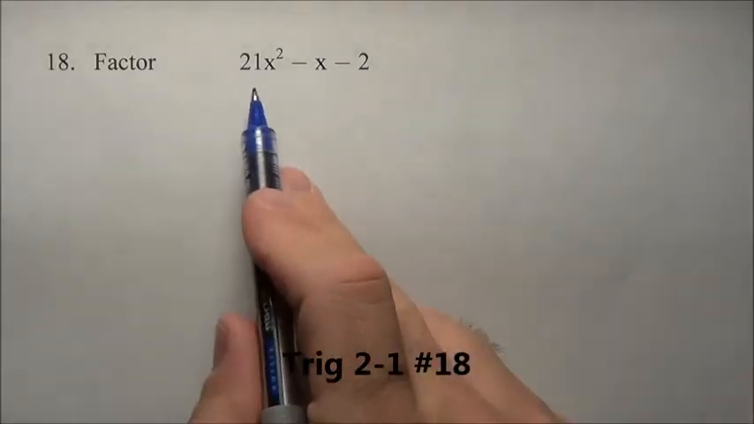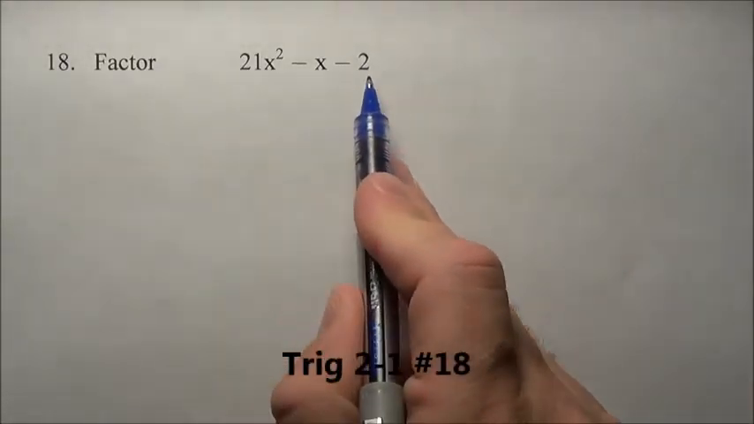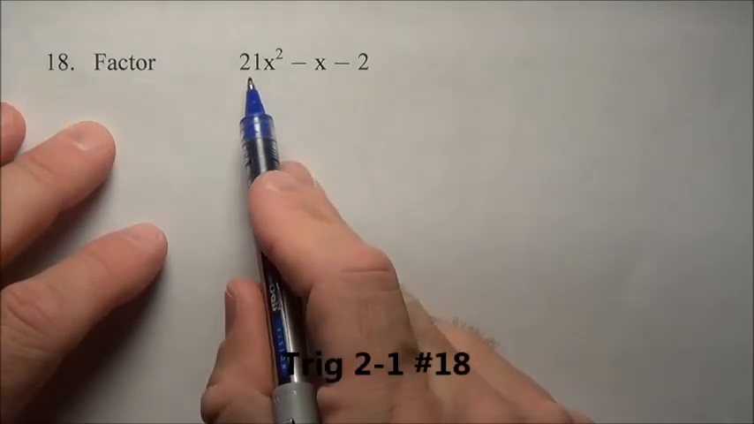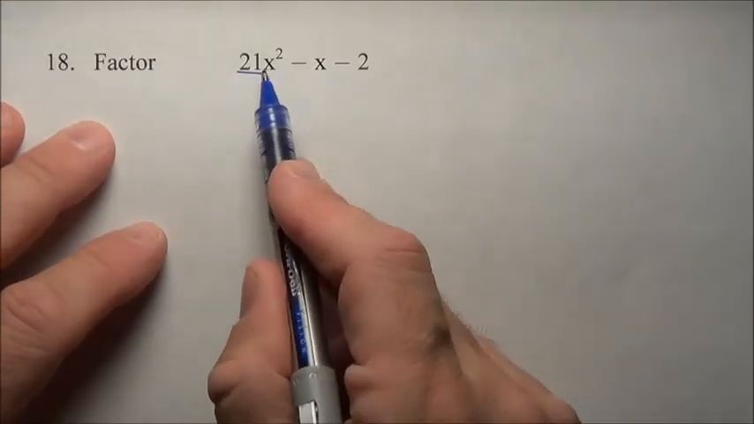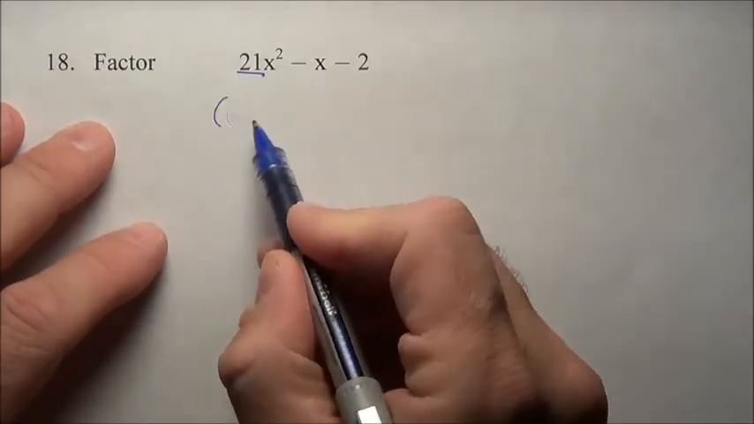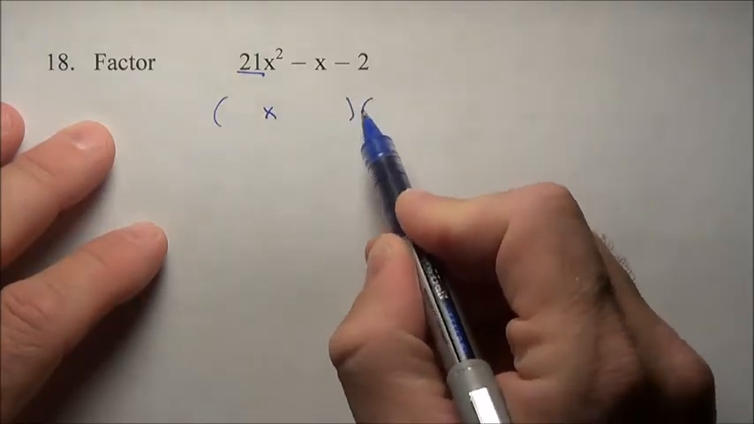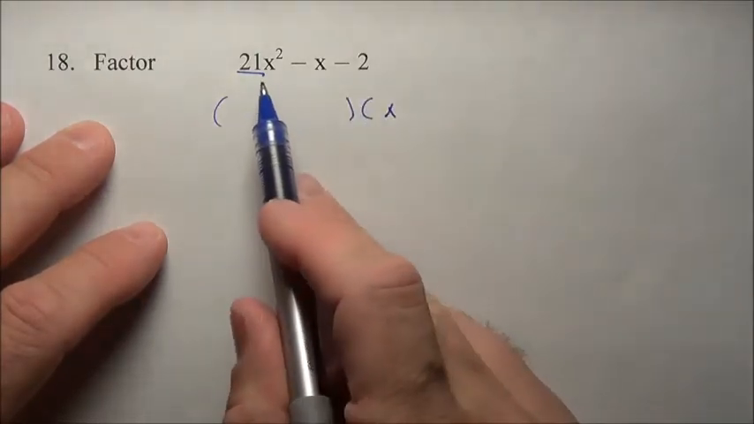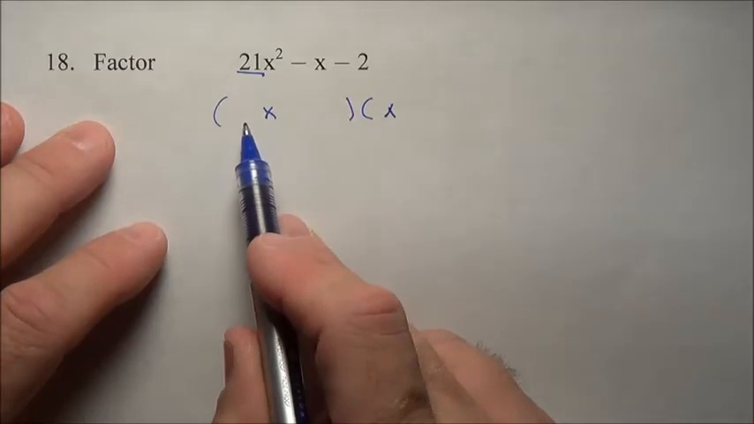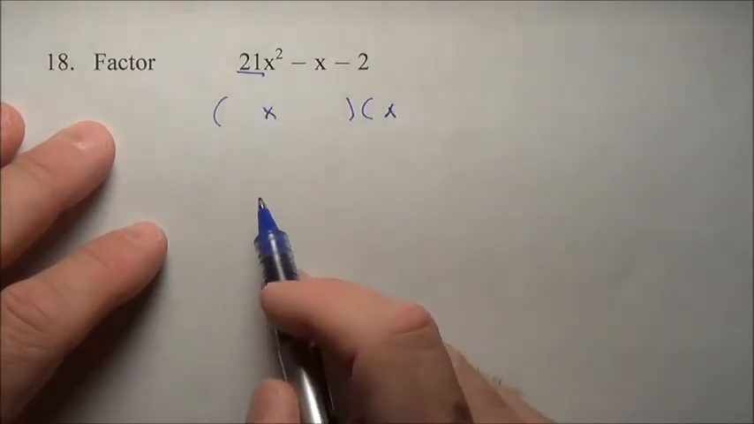Here's 18. It says factor 21x squared minus x minus 2. Well, 21 right here, it's great when it's just an x squared because then we know it's just an x and an x. But in this case, you've got a little bit more. It's got to be something times something here to give you 21.